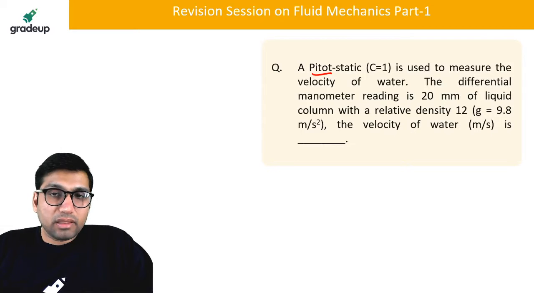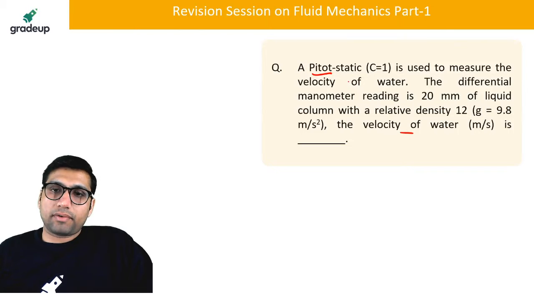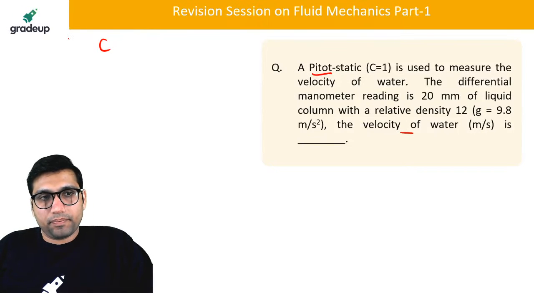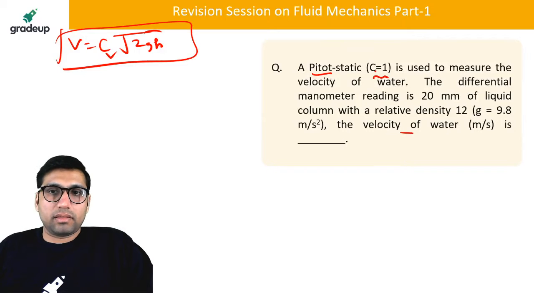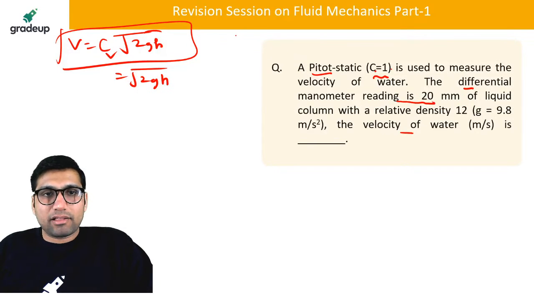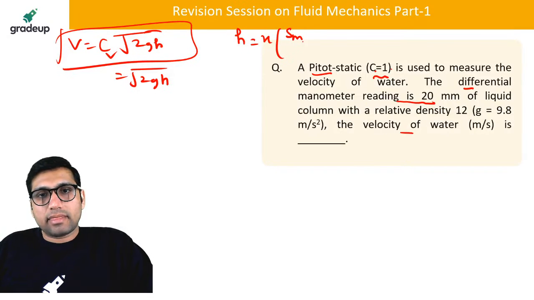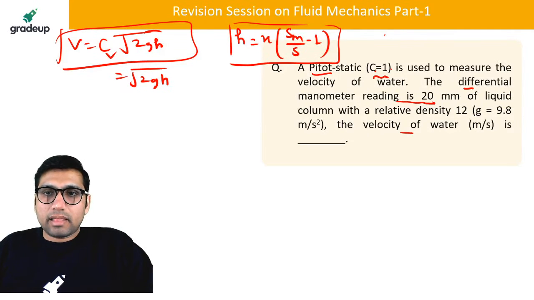Yes, what is the answer? Tell me everyone. Shrikant Bodhi is giving 19.80. The velocity of the water from the Pitot tube will be equal to Cv under root 2gh. Very simple question. The coefficient of velocity Cv is given as 1, so it is simply equal to under root 2gh. What is the differential manometric reading? That is 20 mm. So h is equal to x times (Sm/S minus 1). This is the formula for finding h, where x is the manometric deflection, given here as 20 mm.